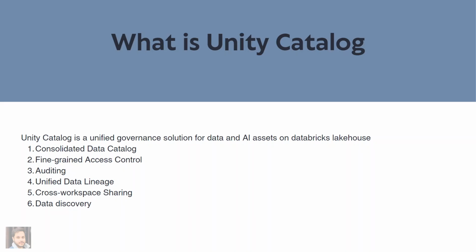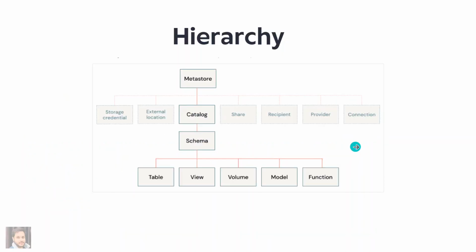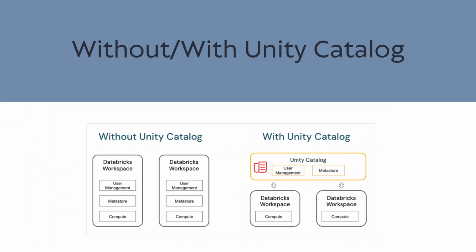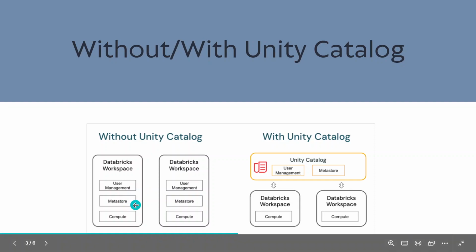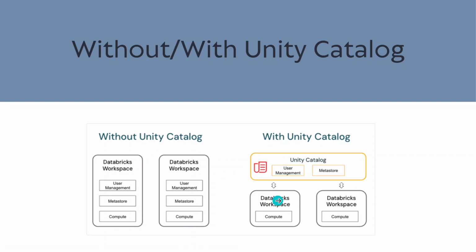Now let's go to the next slide, which shows how it looks without and with Unity Catalog. Without Unity Catalog, there is a separate workspace with separate user management, a separate meta store and everything. But with Unity Catalog, it is all under one umbrella. You can manage everything in one place, so you don't need to manage different workspaces and different accesses. You can pinpoint which user will have access to which catalog or which database. That is the consolidated data catalog I was talking about.